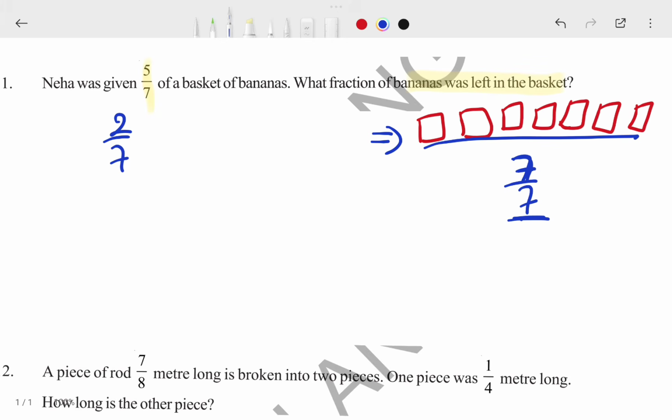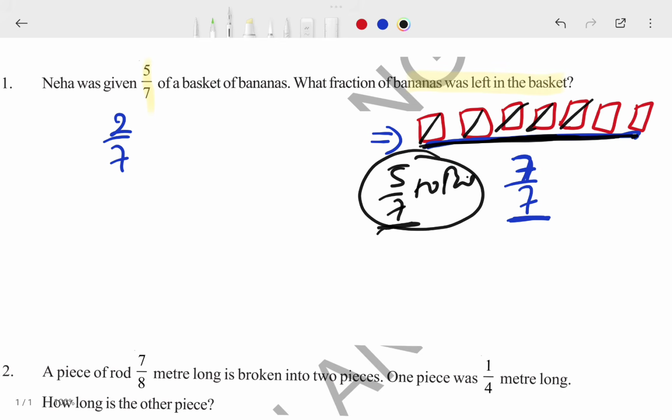You have a total of 7 boxes. In those 7 boxes, did you give any to anyone? No. You have a total of 7 by 7 boxes. But your friend came and asked you, brother, I need 5 boxes, so give me the 5 boxes. So you gave 1 2 3 4 and 5 boxes. How many boxes did you give to your friend? You gave 5 by 7 boxes to your friend.